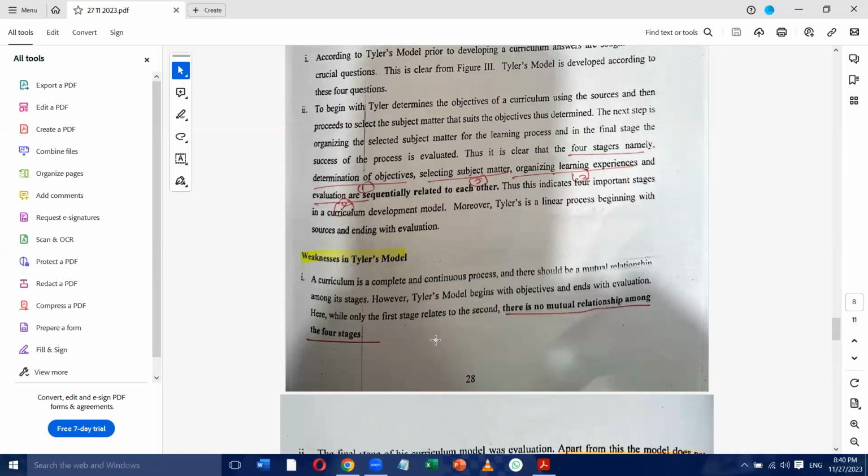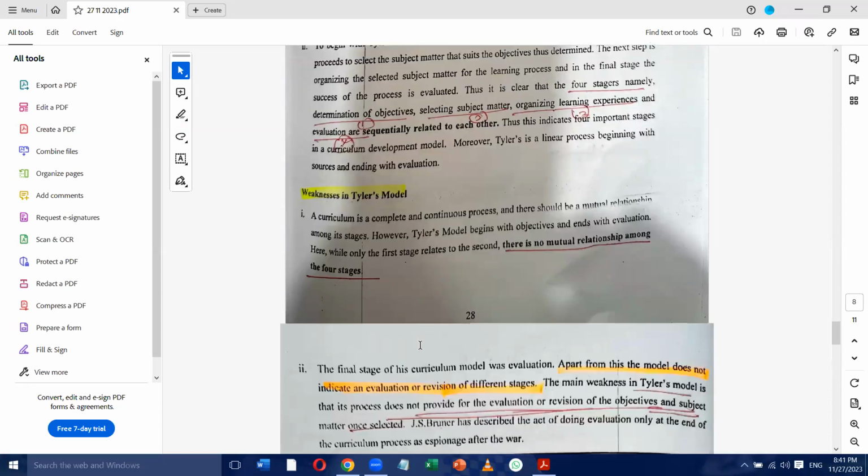There is no connection again with the objectives. There is no connection again with the subject content. There is no connection again with the organization of the learning experiences. So this is one thing that it is a minus, a setback in the Taylor's model.